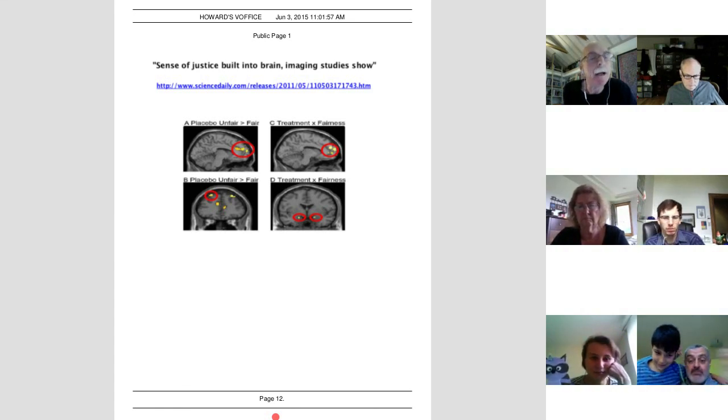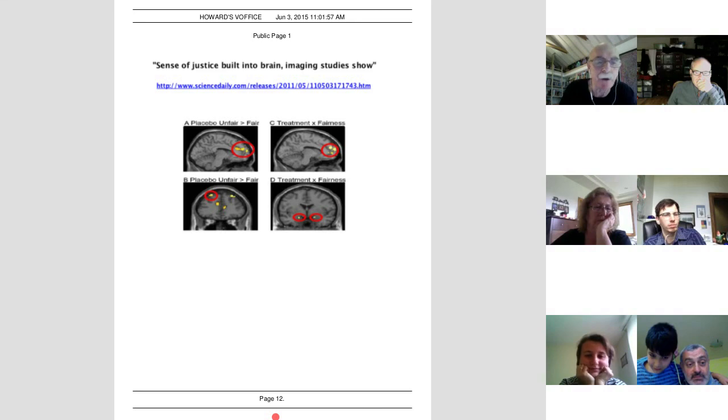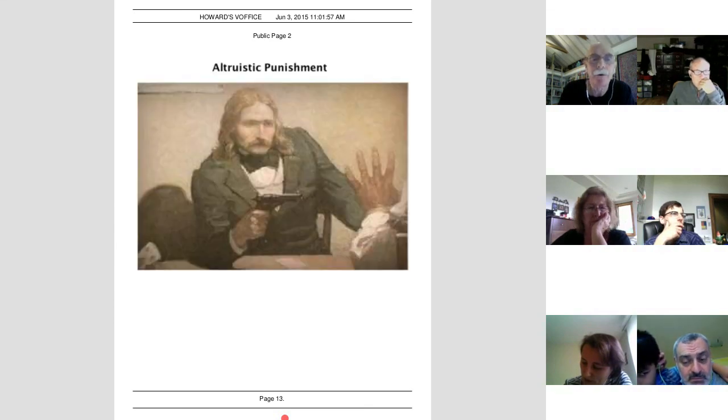And altruistic punishment: if you are in line and somebody cuts ahead of you in line, does that make you angry? That's the basis of altruistic punishment. And one of the scientists who conducted this research said that altruistic punishment may be the glue that holds societies together.